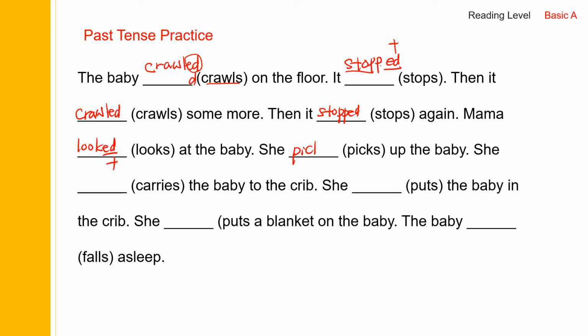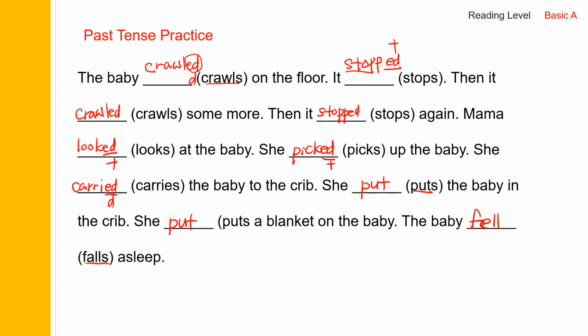Pick, regular, E-D. And it sounds T, picked. Carry, regular, C-A-R-R-Y. You change Y to I and add E-D. And read this part, D. Carried. Put, irregular, same. Put, put. Put the baby. Fall, irregular. Fall, fell, fell asleep.